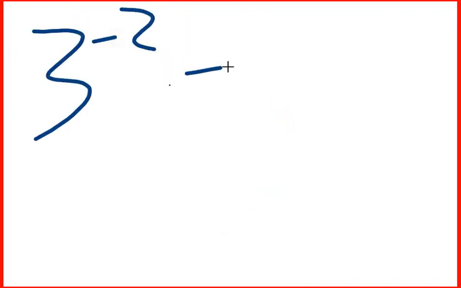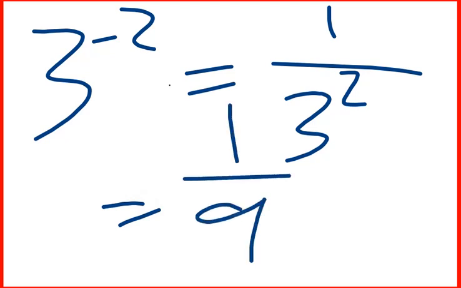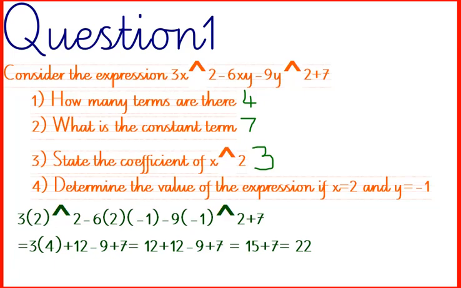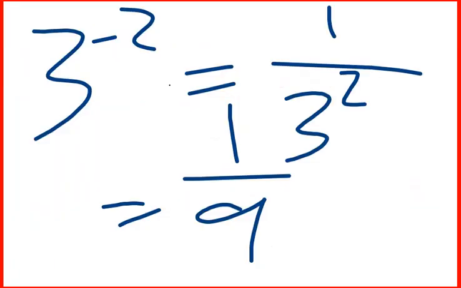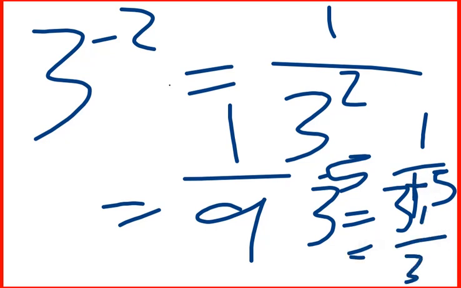So let's have a look at another one. 3 to the power of negative 2. You'd say 1 over 3 to the power of positive 2, and then that's 1 over 9, because 3 times 3 is 9. Let's have a look at our last example. 3 to the power of negative 5 is equal to 1 over 3 to the power of positive 5, because it's now over 1. And that's 1 over 3 to the power of 5.